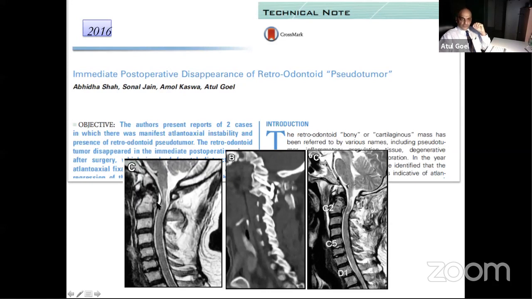So this is what we said, that this is a manifestation of atlantoaxial instability. When we see this, we should not jump and remove this. When we see this compression, we should not start decompressing. So I introduced the concept that there is no need for decompression in this entity. There is a need for atlantoaxial stabilization.